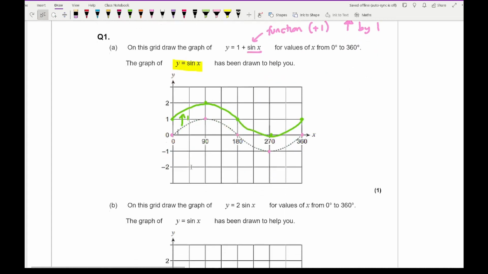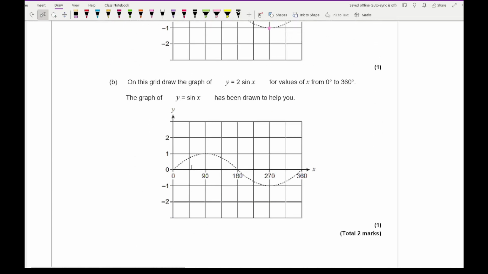Then moving on to question B, it says on the grid, draw y equals 2 sine x. Again, the original graph has been drawn. So our original graph is this, and this is our transformed graph. As you can see, I can still see a sine x, so I'm doing something to the function, and what I'm doing is multiplying by 2. Multiplying by 2 basically stretches it out vertically.